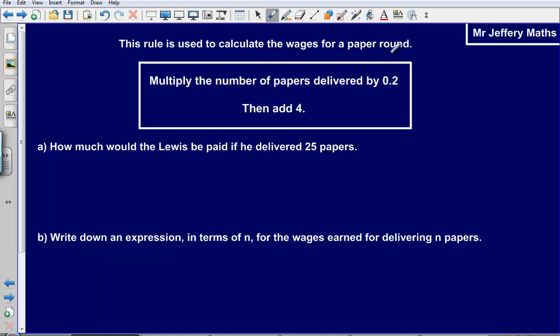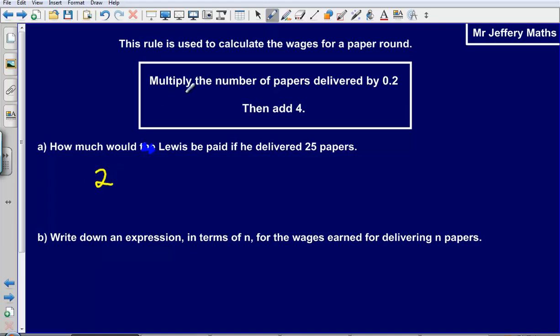So this rule is used to calculate the wages for a paper round. Multiply the number of papers delivered by 0.2, then add 4. Part A asks how much would Lewis be paid if he delivered 25 papers.